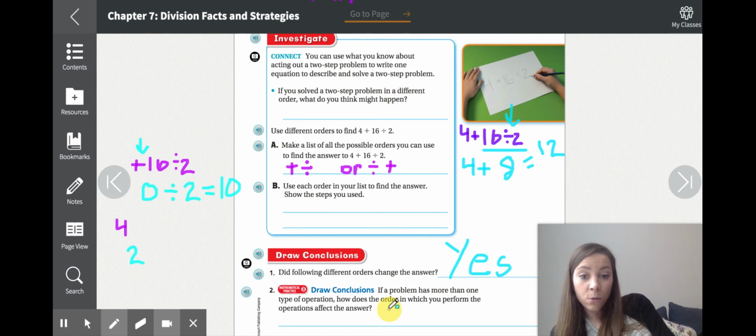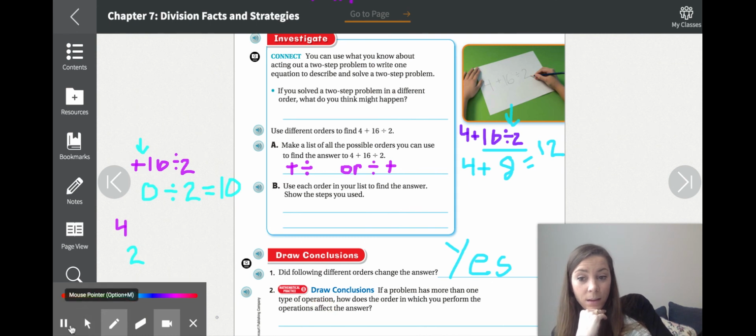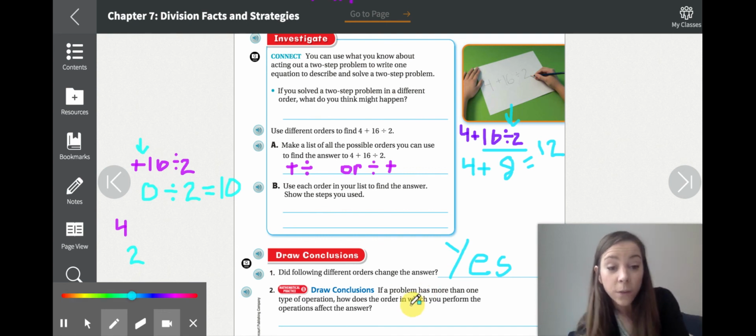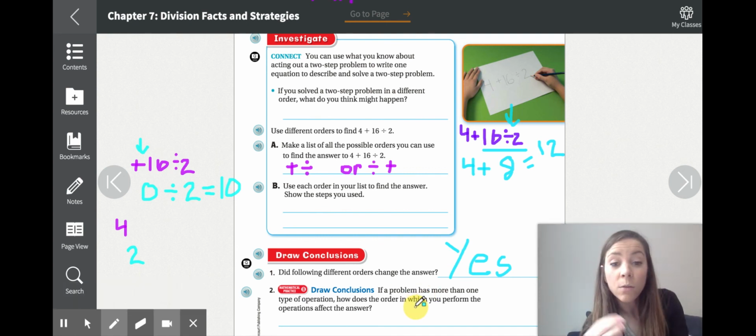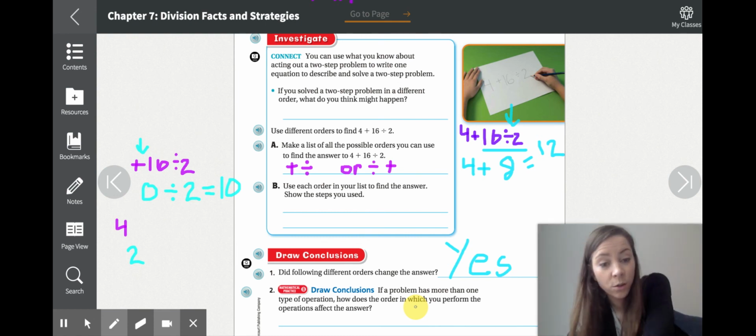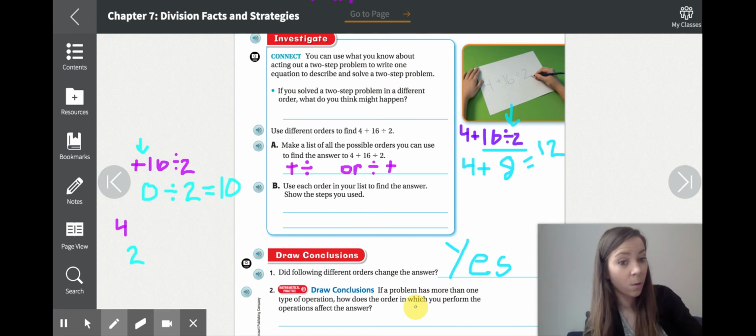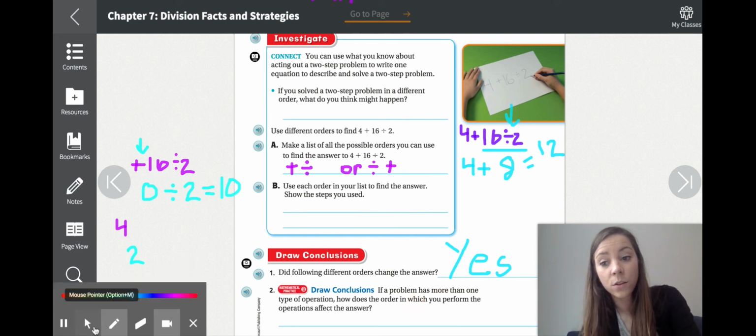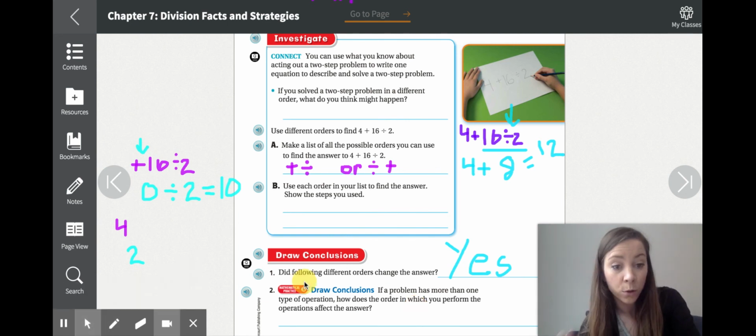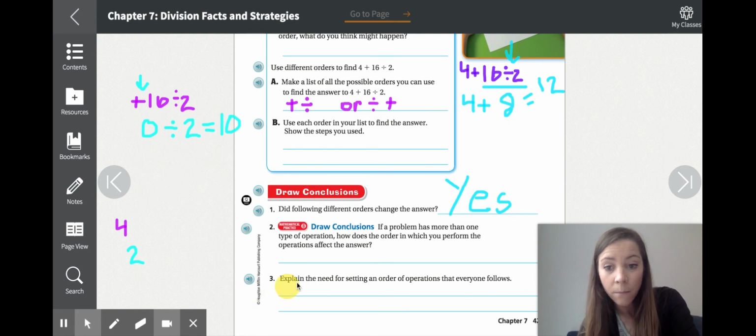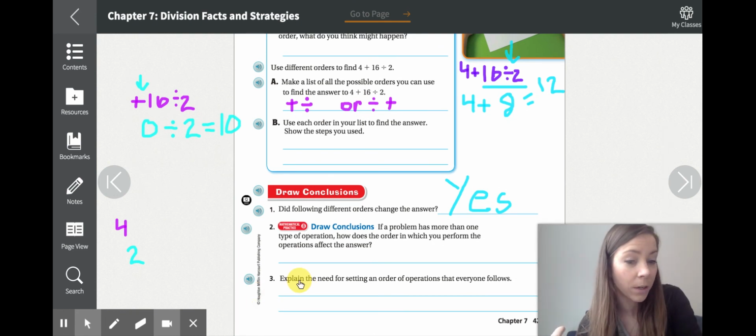So now, number 2 says, if a problem has more than one type of operation, how does the order in which you perform the operation affect the answer? So think about that. Does it affect the answer? Okay, so for this one, basically, if you follow a different order, it's going to change the answer. So it's a problem if one person chooses one order and one person chooses another order, they're not going to get the same answers. So we have to have a certain order that we're told we're supposed to solve things in, okay?